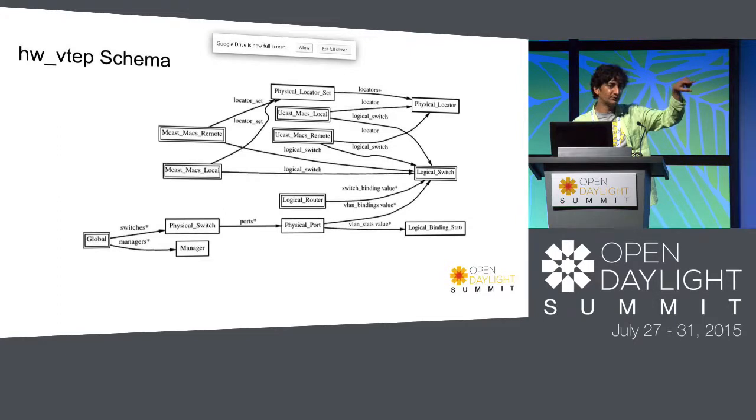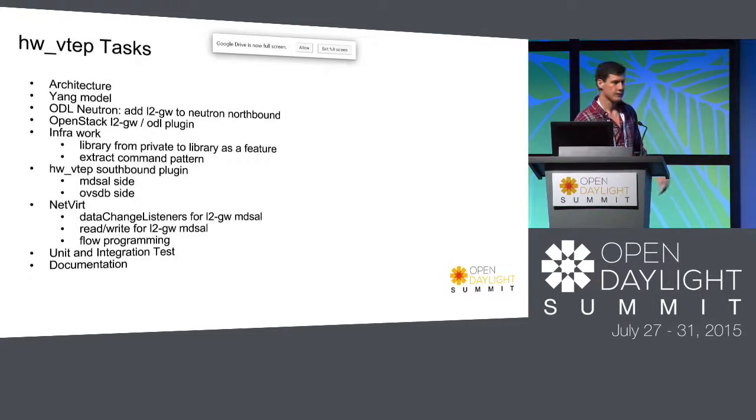So that'll be the piece that we're going to work on today: we're going to try to figure out this Yang model. And then you can see the rest of the items fall out of that. Once you have your Yang model, you can create your southbound. You can create the NetVirt application, which uses that.